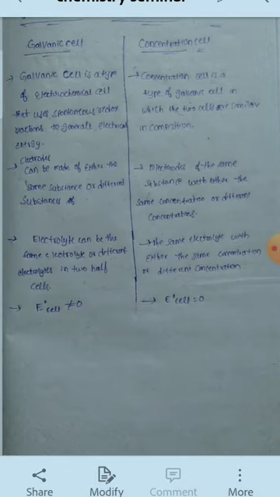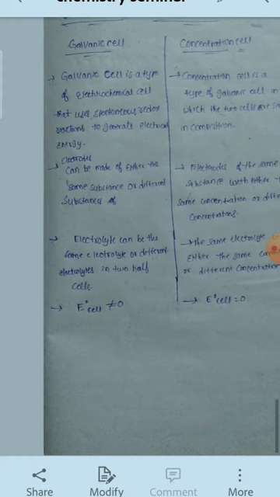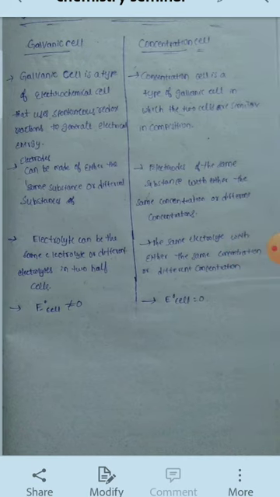Coming to the galvanic cell, the electrolyte can be the same electrolyte or different electrolytes in the two half cells. But in the concentration cell, it is the same electrolyte with either the same concentration or different concentrations. Here we observe that in the galvanic cell, E0 cell will never be equal to 0, whereas in the concentration cell, it is always equal to 0.